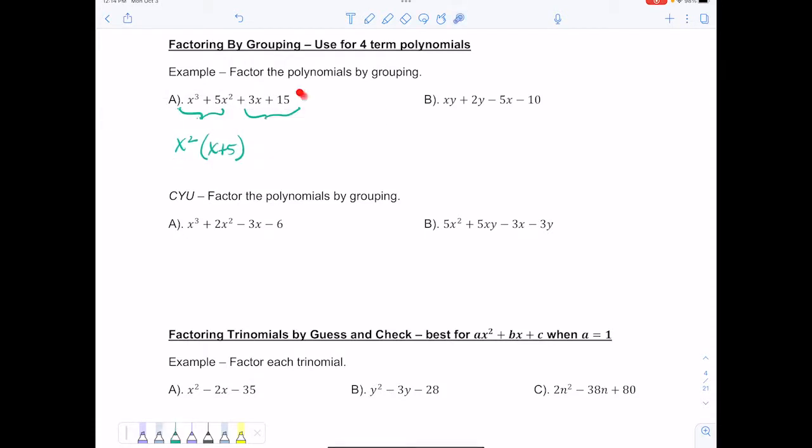Now we're going to pull out a greatest common factor from here. So we have 3 and 15, and as you know, 3 goes into 3 and 3 goes into 15. They don't both have an x, so all I can pull out of there is a 3. Okay, so I'm just carrying down this plus, and then 3 is my GCF. So here my GCF was x squared, here my GCF is 3. And then my leftovers are 3 divided by 3 gives me 1x, and 15 divided by 3 is 5.